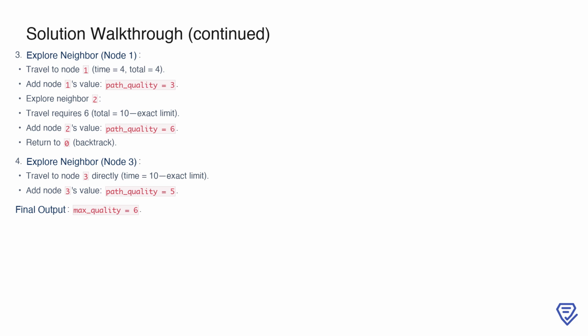After this, we backtrack to node 0 to explore other possibilities. Instead of node 1, we can travel directly from node 0 to node 3. This travel takes exactly 10 units of time, which is the limit. Adding the value of node 3 to the path quality gives a total path quality of 5. After considering all valid paths within the time limit, the maximum path quality achieved in this example is 6.